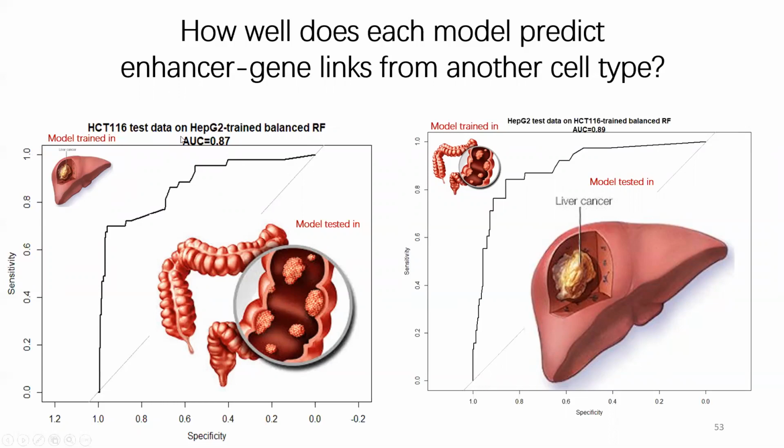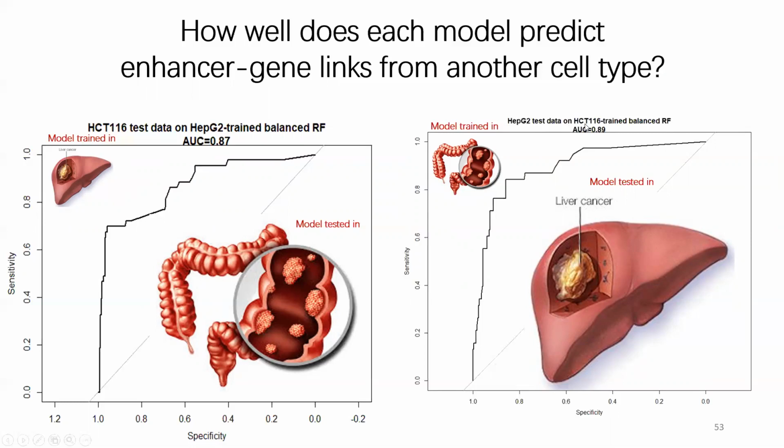And it actually performed really well. It had an AUC of 0.87. And so we did the same the other way around, where we took the final random forest model that was trained in HepG2 and we introduced the colorectal carcinoma cell line and saw how well was it then able to use information it learned from a liver cancer cell line and apply it to new data, even though that new data is a totally different cell line. And it performed even slightly better, AUC 0.89.